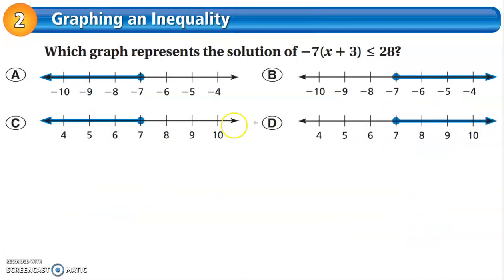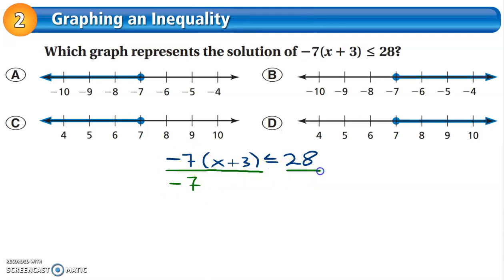Okay, which graph represents the solution of this inequality? All right, let's write that out. We've got negative 7 times (x plus 3) is less than or equal to 28. Well, we want to isolate the x, so we're not going to do distributive property here because we want to get rid of everything that's not x, so we don't want to add things to the x. So we're first going to divide by negative 7 on both sides.